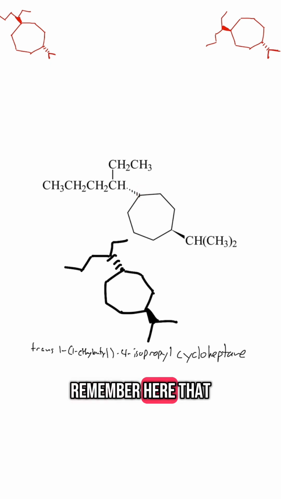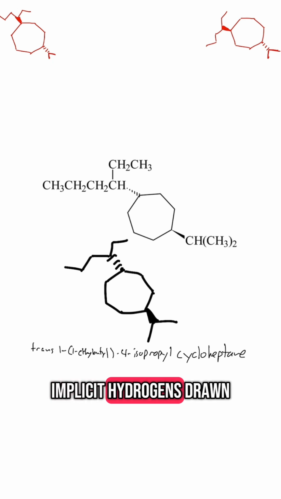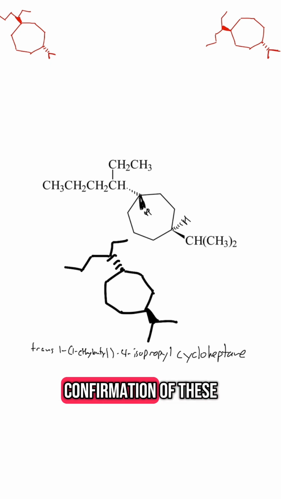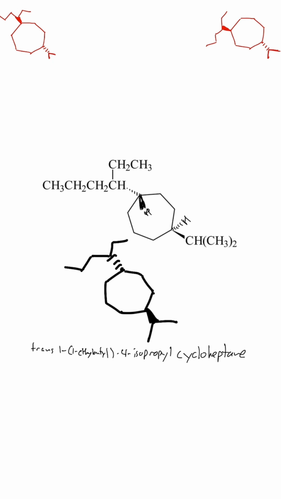We have to remember here that we have implicit hydrogens drawn. H, that one's coming out at us. Then we're going to have one that's coming away from us over here. Now I'll switch to red. What is the absolute configuration of these chiral centers? And there's two, one right here and one right here.